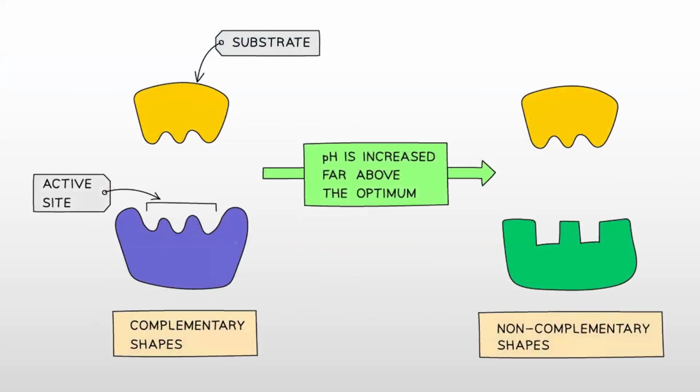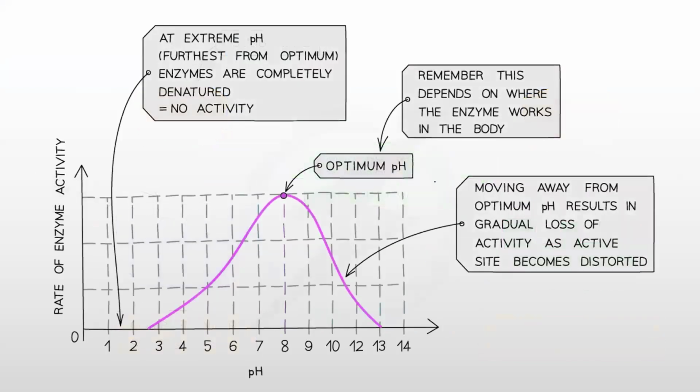Here you can see this is an active site. The substrate is right now able to fit into the active site. But when the pH is increased above the optimum one, the shape has changed and they can now no longer bind. Got it? Good. Now look at this graph and then you're going to explain to me what is happening.